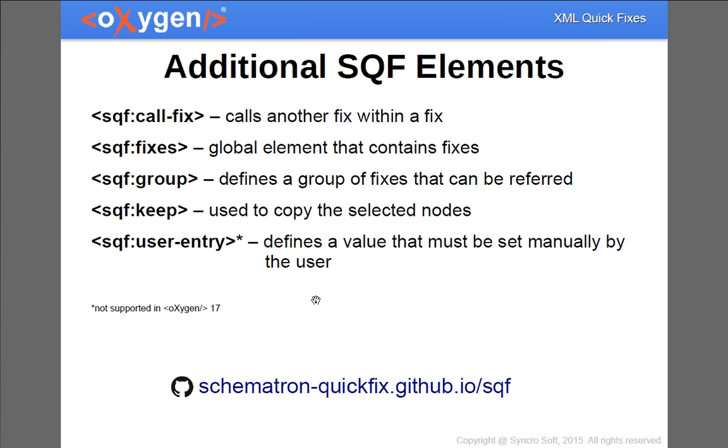There are a few additional elements in the SQF for grouping the fixes or for calling another fix. There is an element that allows the user to set a value manually. This is not supported yet in oXygen. It's the user entry element, so it's not supported in the current version. You can read more about the SQF specification on GitHub. You have also the link here.